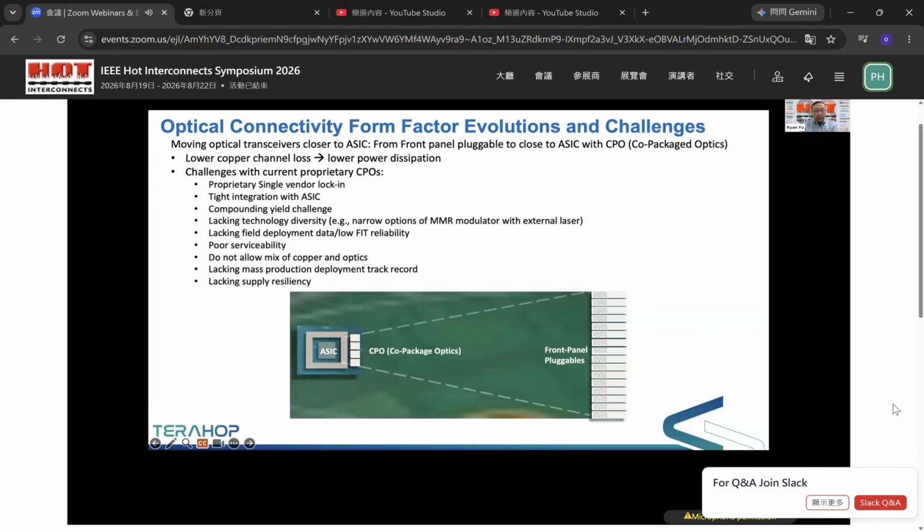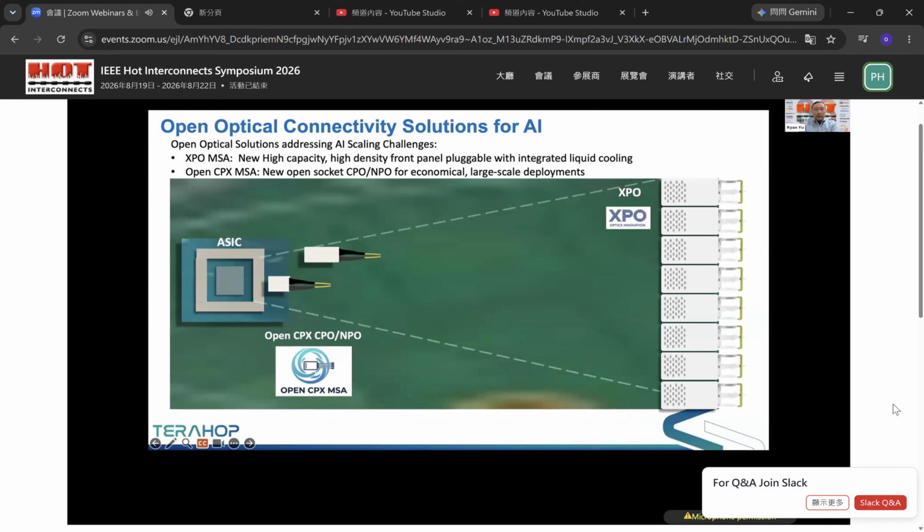And then also when we try to move optics closer to integrate with the ASIC, you kind of eliminate the choice of copper if the integration is that tight. Then also mass production deployment track record: if you come in with this newer technology, it comes with a risk as well. And we talked about the supply resiliency challenges we have.